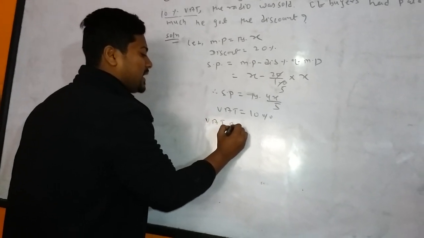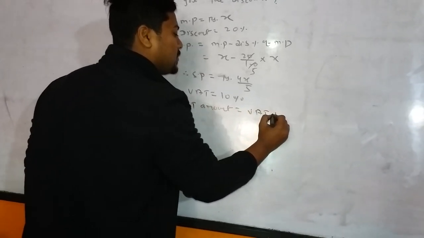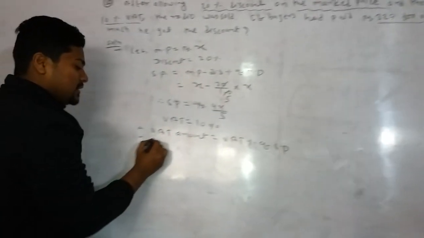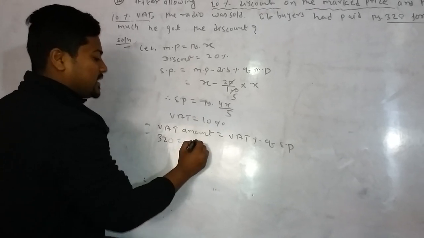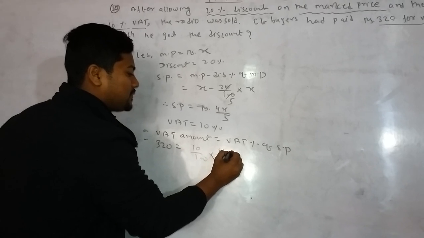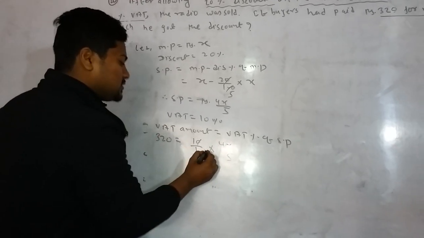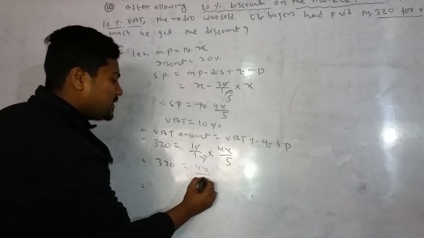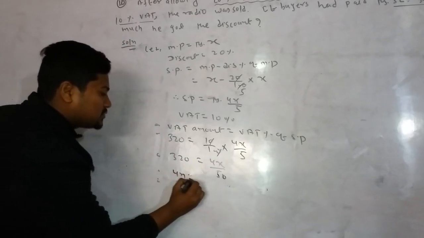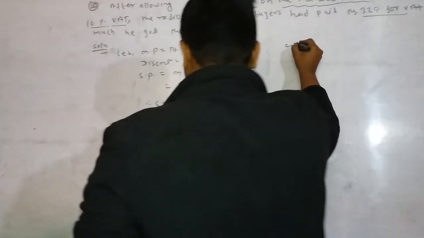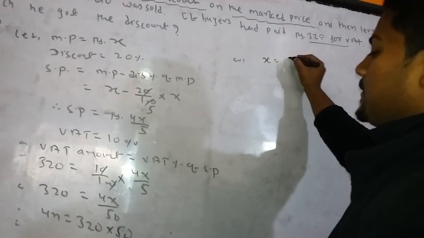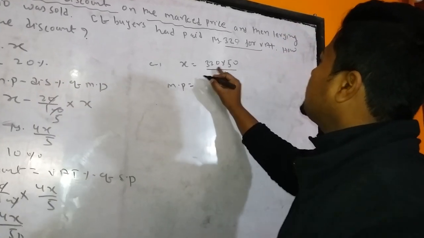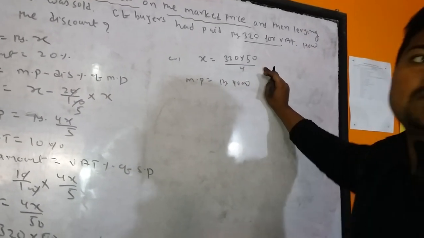Okay, what to find? VAT amount. The VAT amount formula is VAT percentage of SP. So what is the VAT amount given? 320 is given. So VAT percentage means what? 10 upon 100 into SP value. What is given? 4x upon 5. So now the 0 here cancels. Now 320 is what remains here? 4x by 50, cross multiply. So 4x is equal to 320 into 50. So now, cross multiply, then x is equal to what will come? 320 into 50 divided by 4. What will come, MP? 4000. So rupees 4000.